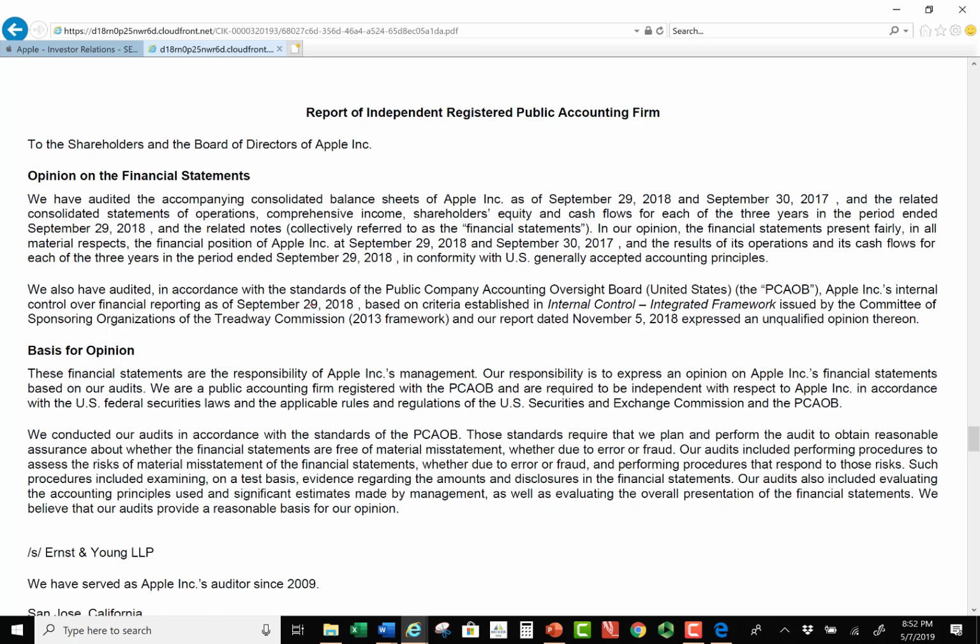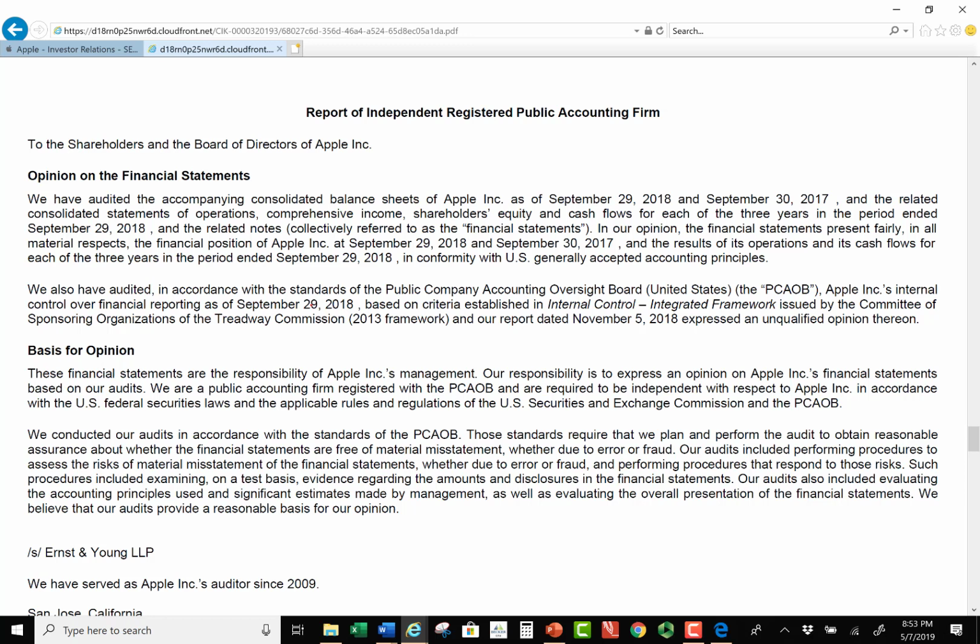So notice we are coming right out at the very beginning and saying, in our opinion, this is what these financial statements do. That's why they call it an opinion. They complied with the U.S. generally accepted accounting principles. Apple, being a company that obviously wants to list in the U.S., has to follow the U.S. standards, right?